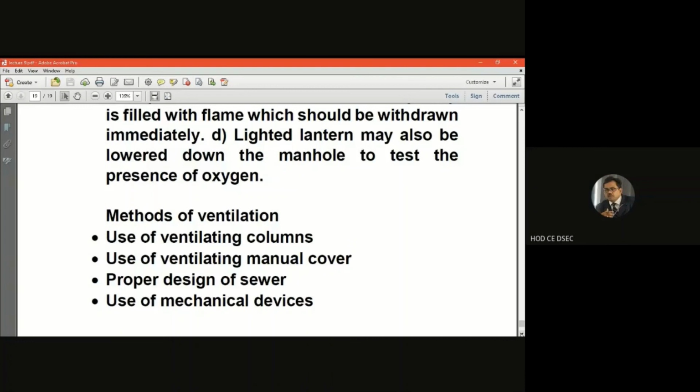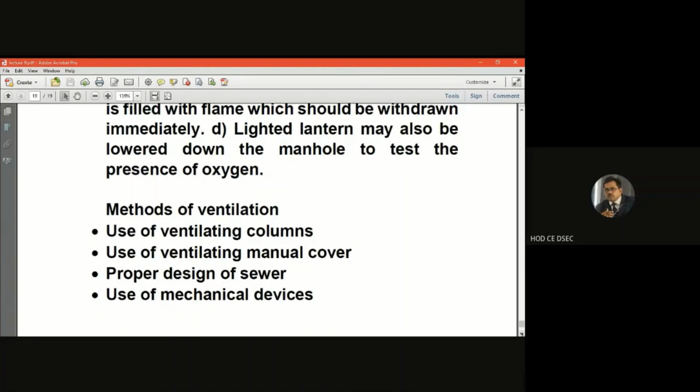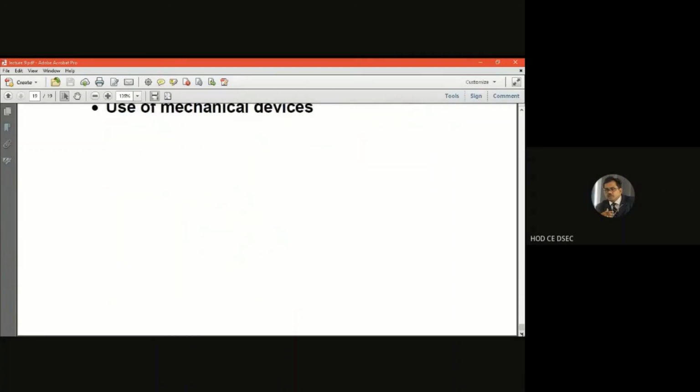And lastly, I must mention the use of mechanical devices. That is the last point of ventilation. Use of mechanical devices means forced draught is sometimes provided by exhaust fans to expel the foul gases from the sewers. This method requires mechanical supervision and skill. So these are the methods of ventilation, and this is how we maintain our sewer appurtenances day-to-day and periodically, which we have discussed in detail.